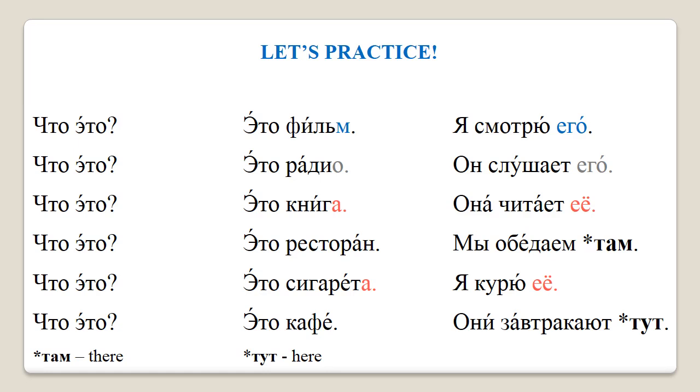Notice how the choice of the personal pronoun in the third column depends on the gender of the noun used in the middle column. So film, which is a masculine word, will be replaced with его in the sentence I'm watching it. You will remember from previous lectures that we refer to masculine and feminine, animate and inanimate nouns as he and she in Russian.